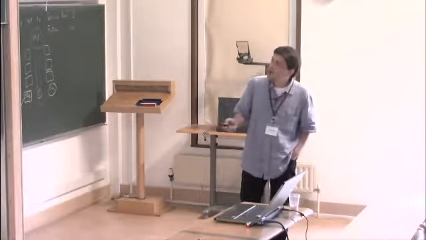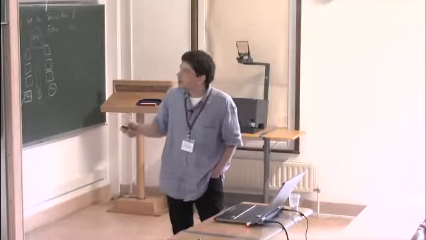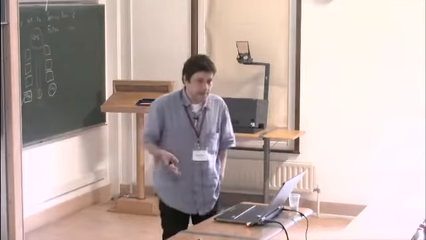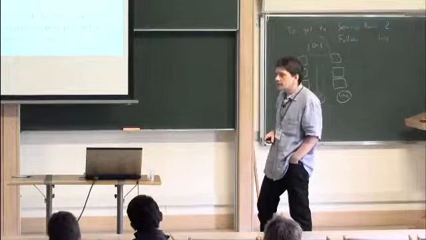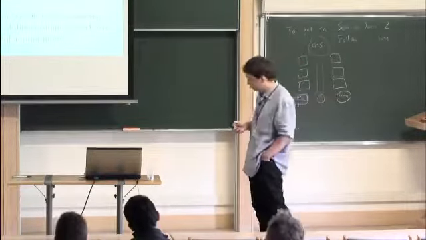And I think this is now at a stage where you can really contemplate doing detailed model building, thinking about things like proton stability and fermion masses without setting yourself up for failure. If you do that in one model, I think you're setting yourself up for failure. But we have many thousands, so I think there's some hope here. And if we can really add moduli stabilization and supersymmetry breaking to this, we can think about the soft breaking parameters, and that would really be where we're heading to. So thanks very much.